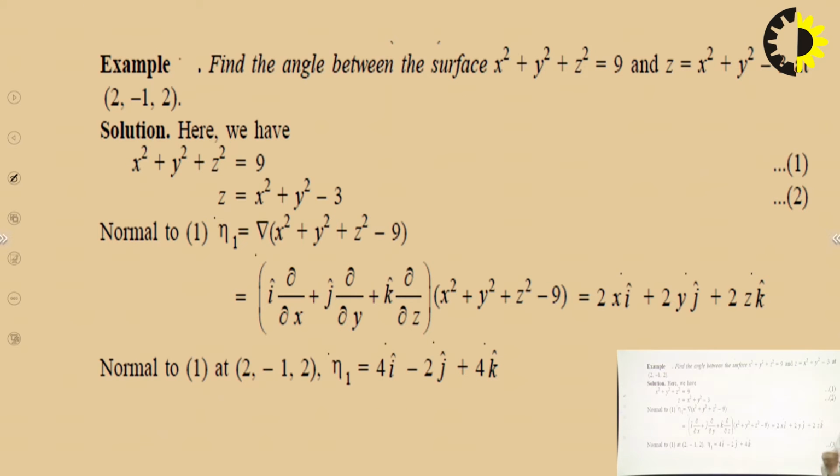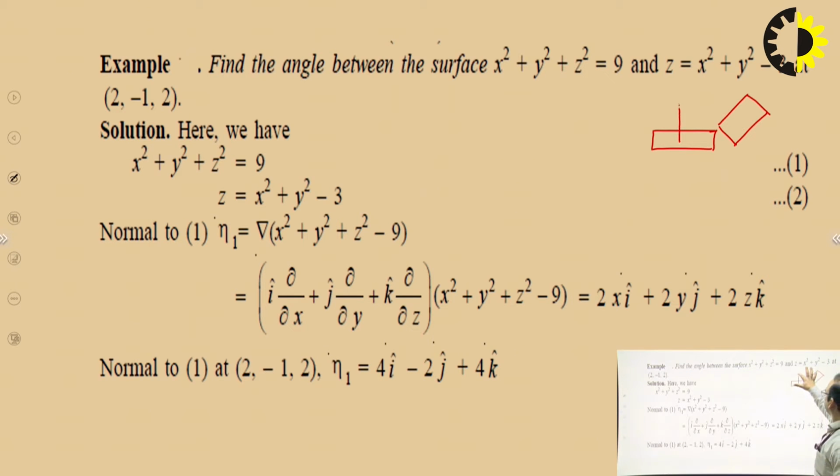Another application of the gradient is to determine the angle between two surfaces. Suppose this is a surface and this is another surface. If you want to determine the angle between these two surfaces, then the theory is to determine the normal vector to both of these surfaces.